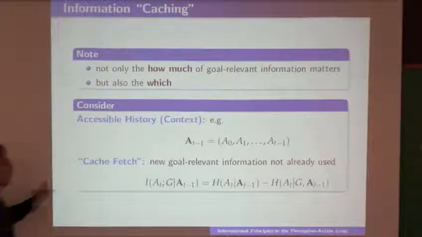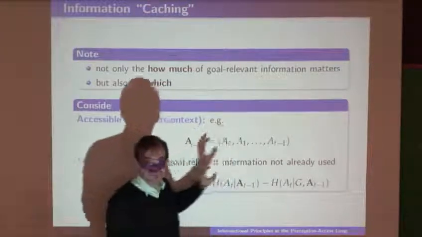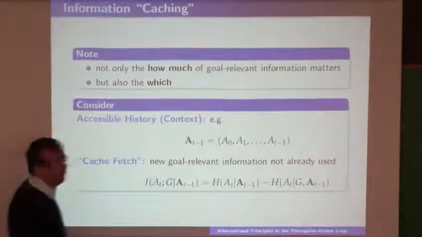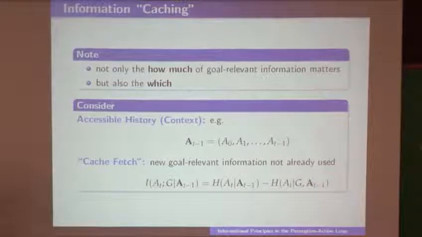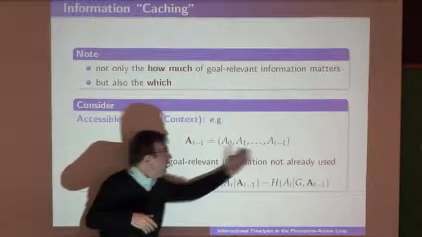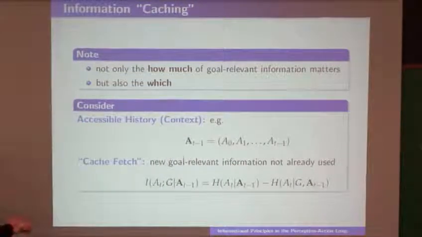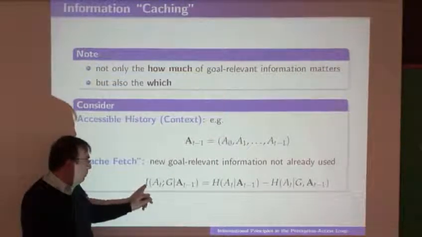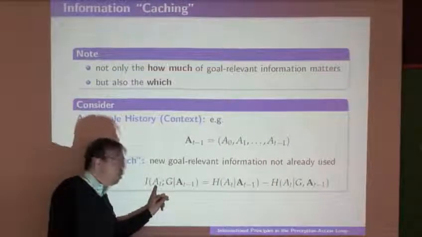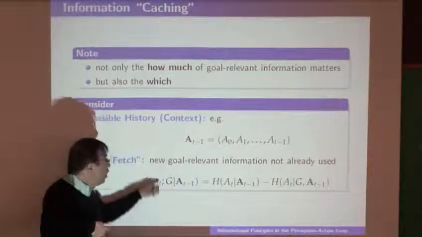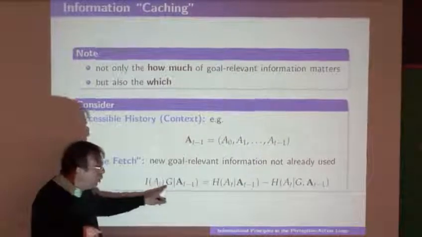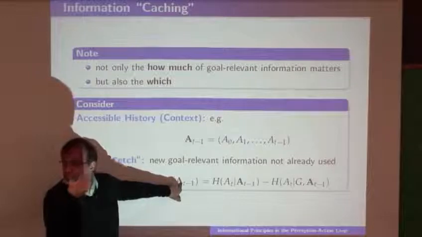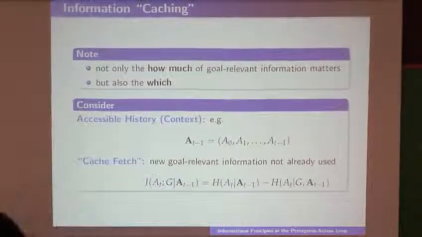So we are going to look at context. This is just a formal presentation; I'll show soon what it means. I have an action sequence, a history, if you like, and the world is completely deterministic. There's no noise, so the action history and the initial state is all we need, or the current state is all we need. And we now look at the goal-relevant information of the current action about the goal, given that we have had an action sequence before. Think of it as given a certain memory of what we did in the past.